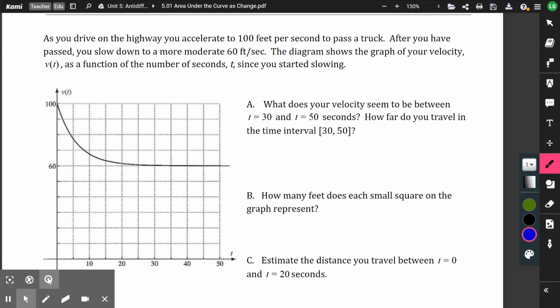Your final task is to take a look at this final problem, which is about driving on the highway. You're passing a truck and then you're slowing down to a moderate 60 feet per second as your velocity. So the question is, what would be some of the different distances that you're traveling in this scenario?